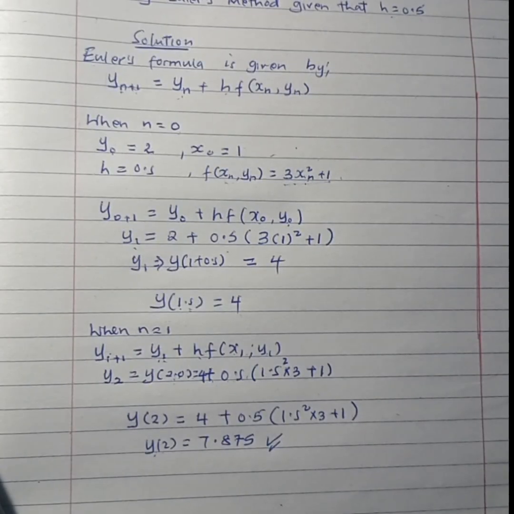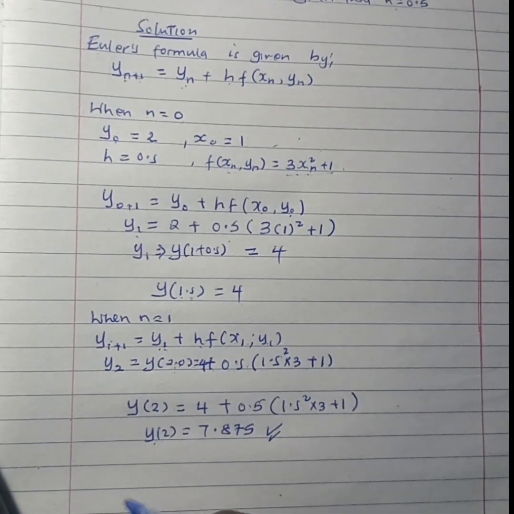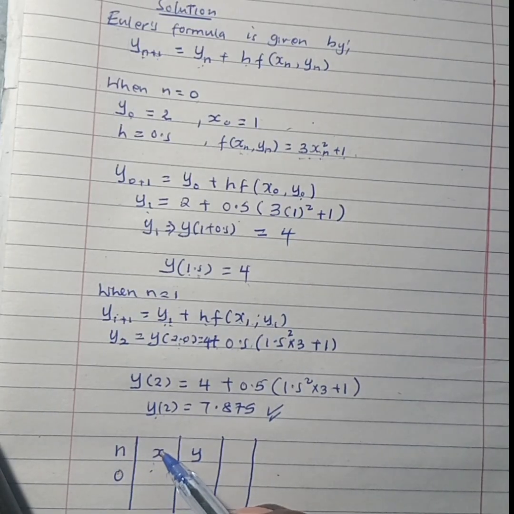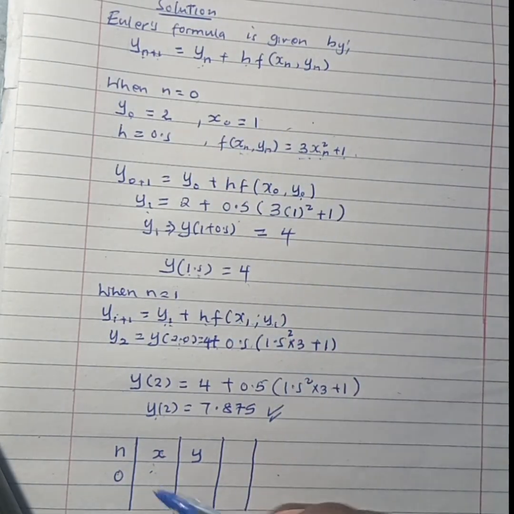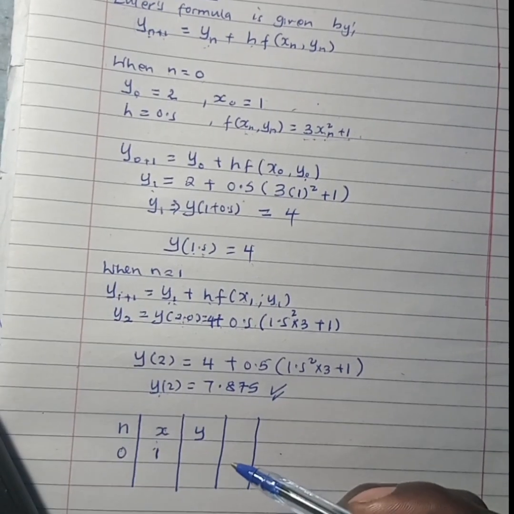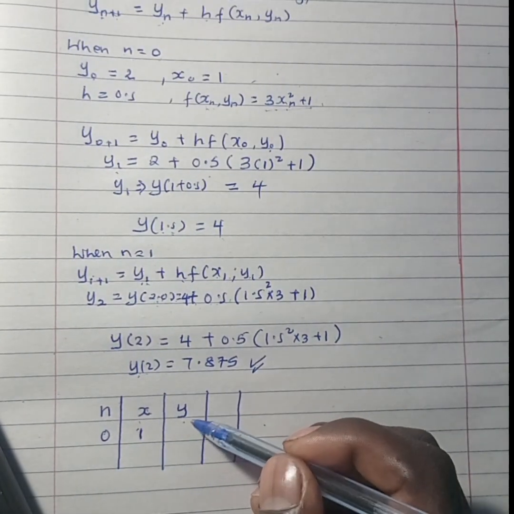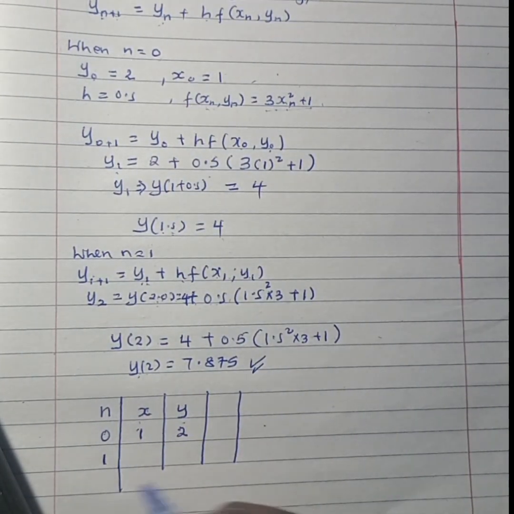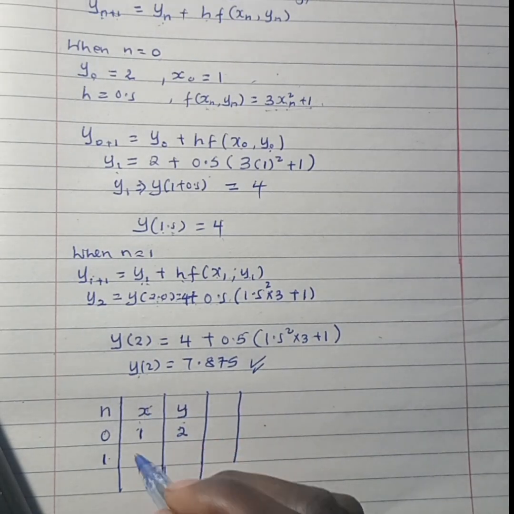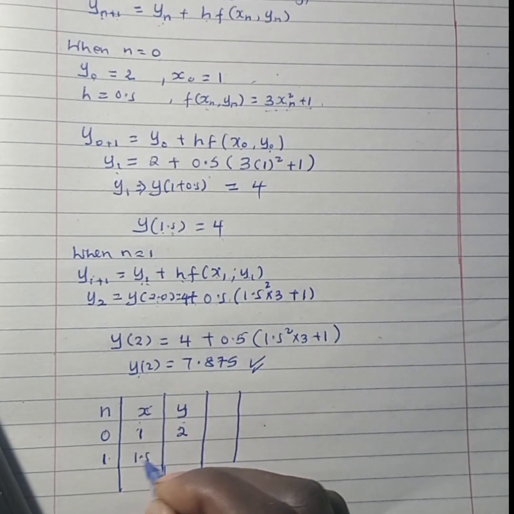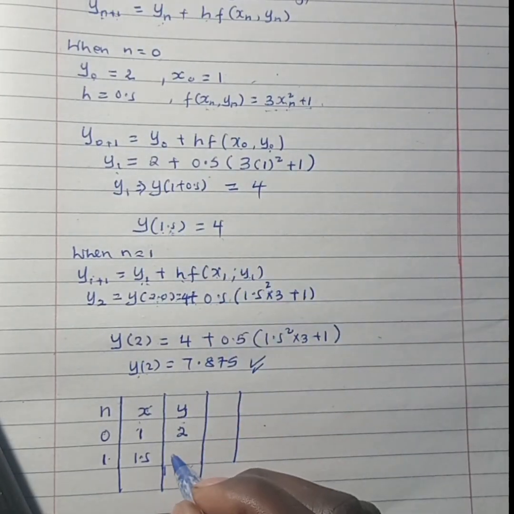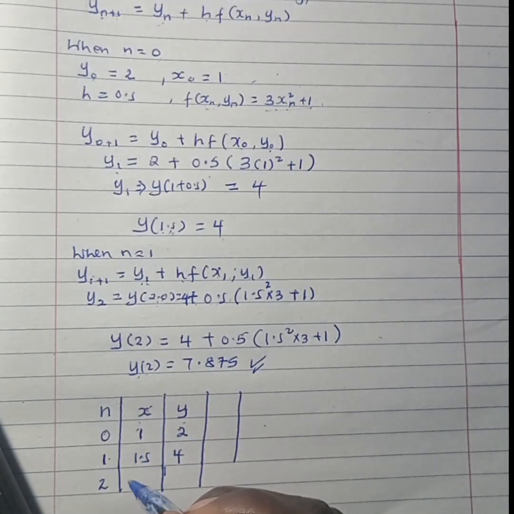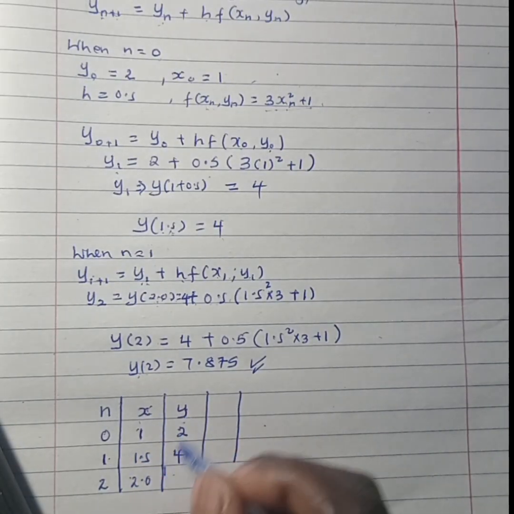Now, to summarize this Euler's method, we can draw a table: this is n, this is x, and this is y. When n is 0, this is x naught, and x naught here is 1, and y naught will be 2. Now, when n is 1, we shall have our x1 and y1. So x1 is 1.5, then y1 will be 4. And when n is 2, we shall have our x2 as 2.0, then we shall have y2 as 7.875.